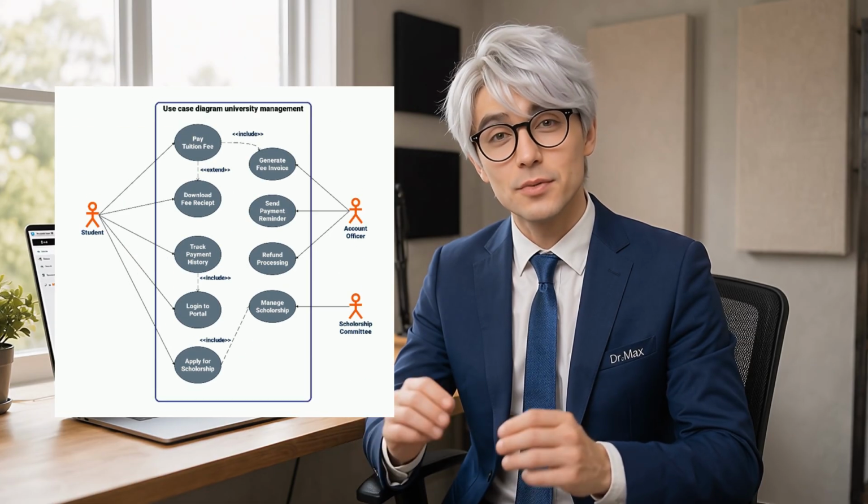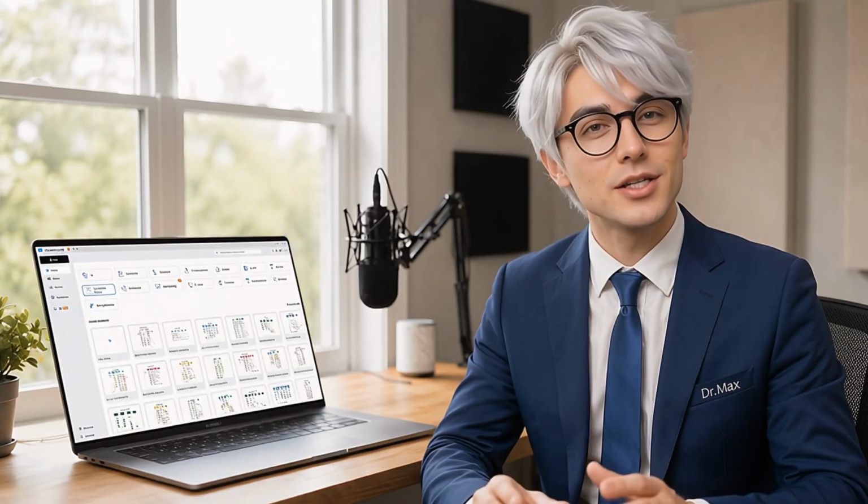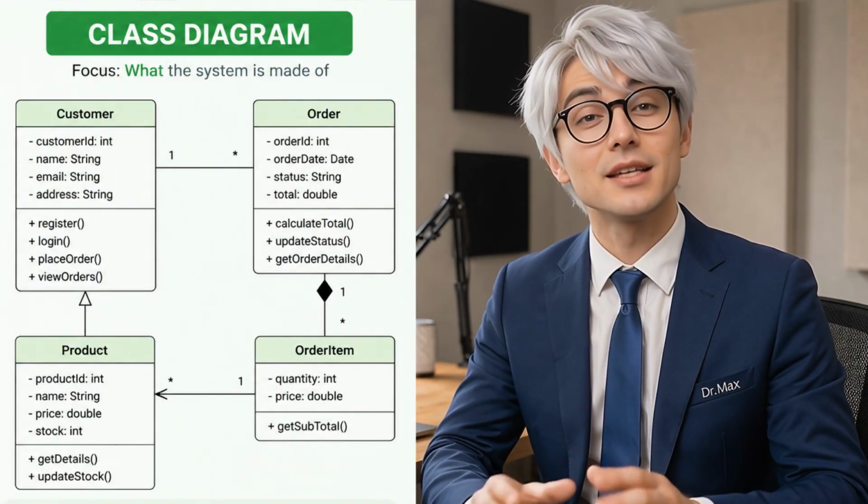Use a use case diagram when you want to define scope, user roles, and major actions early in the planning stage. Use a class diagram when you want to design system structure, explain object relationships, or document how the software is built. In many projects, the use case diagram comes first, and the class diagram follows.